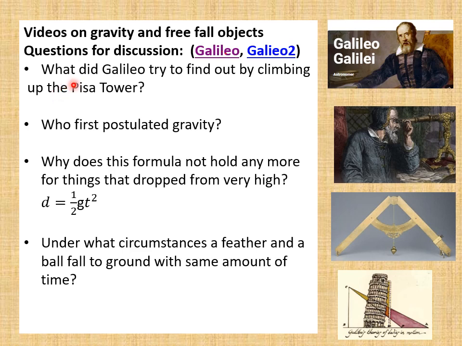What was Galileo trying to find out by climbing onto the Pisa Tower? There was a tower in Italy. It's leaning, it's tilted, and this scientist was so brave that he tried to see if everything falls to the ground with the same speed. Quite an interesting story. In fact, the Pisa Tower is one of the tourist attractions in Italy. So if you ever get to tour Europe, this is one of the sites to visit.